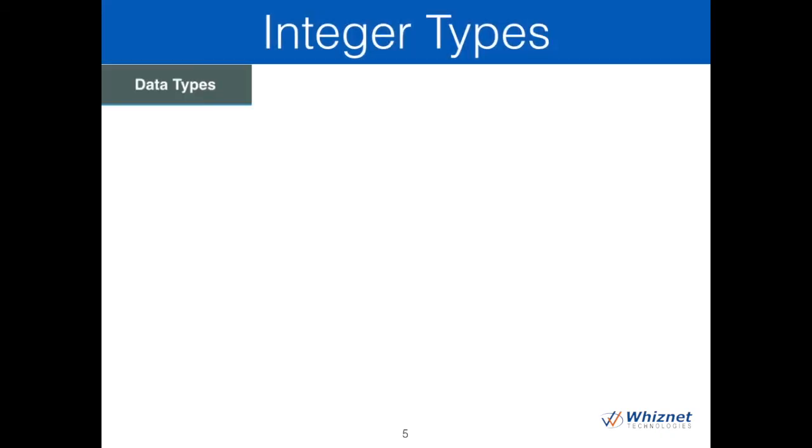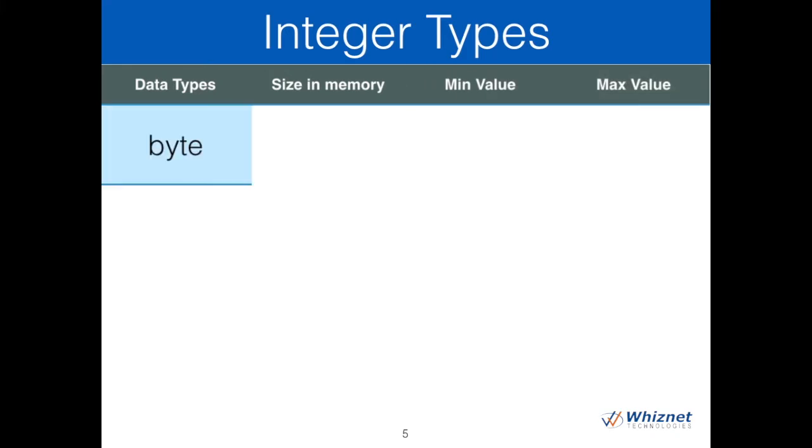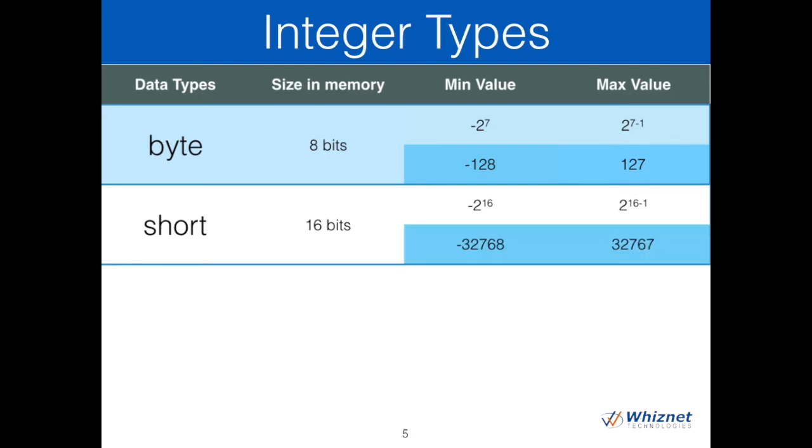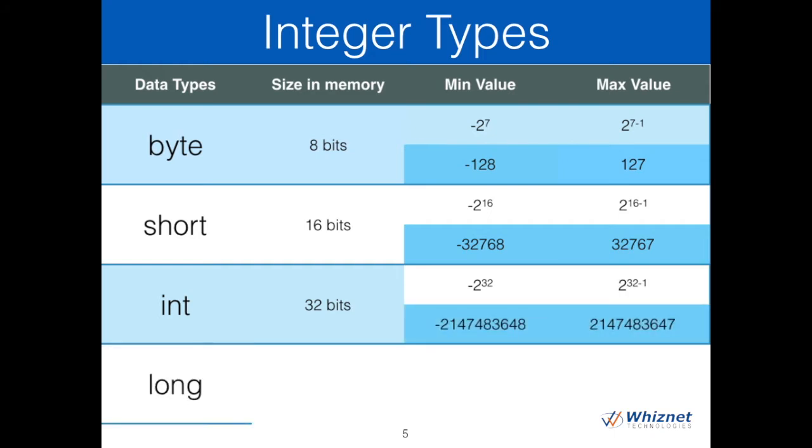Integer types. There are four integer data types in Java. Byte, it takes 8 bits of memory. Short, it takes 16 bits of memory. Int, it takes 32 bits of memory. And long, which takes 64 bits of memory. Remember, the first bit is used for sign.